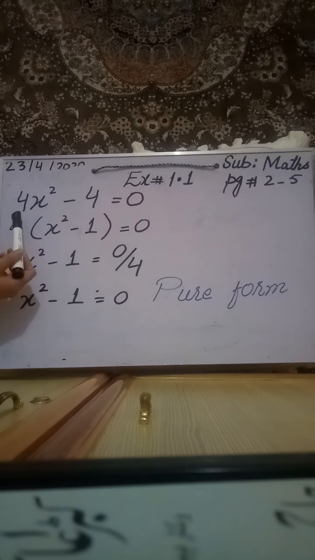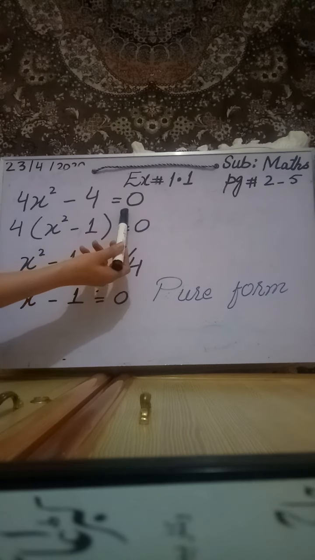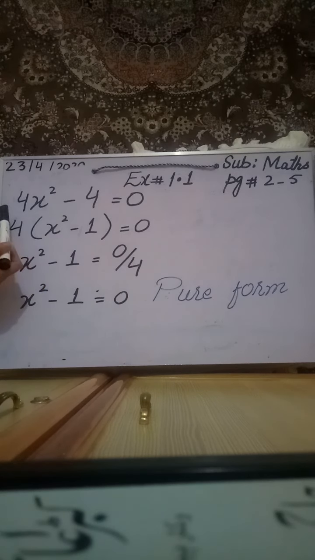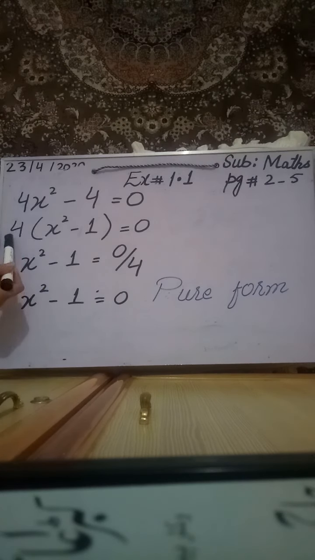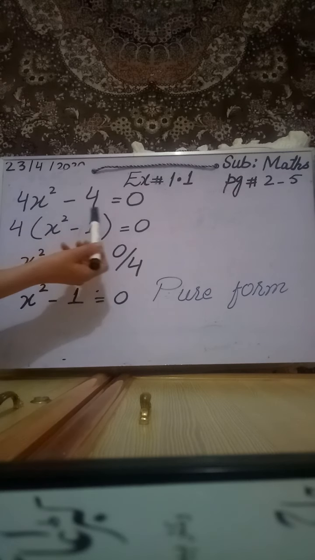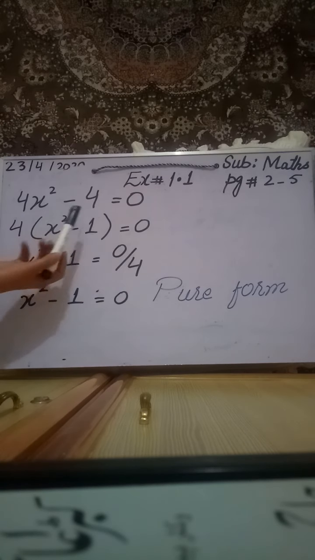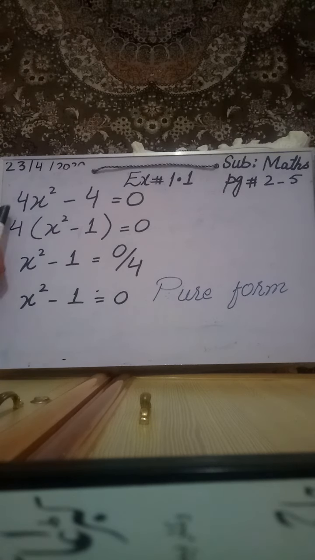Okay, we can go ahead. Here we have 4x squared minus 4 is equal to 0. Here we can take 4 common for further simplification. We can stop till here as well, because we can say that this is the pure form of quadratic equation, but we can simplify it further by taking 4 common.